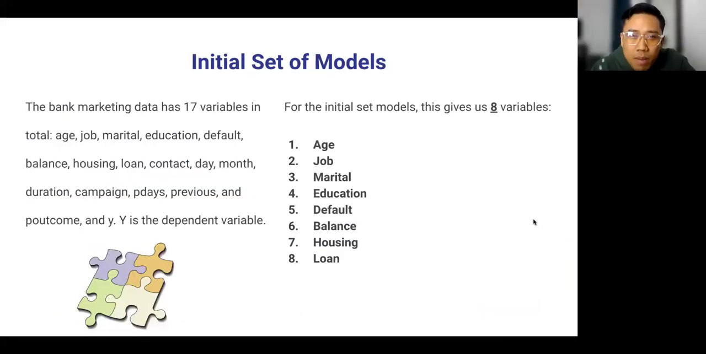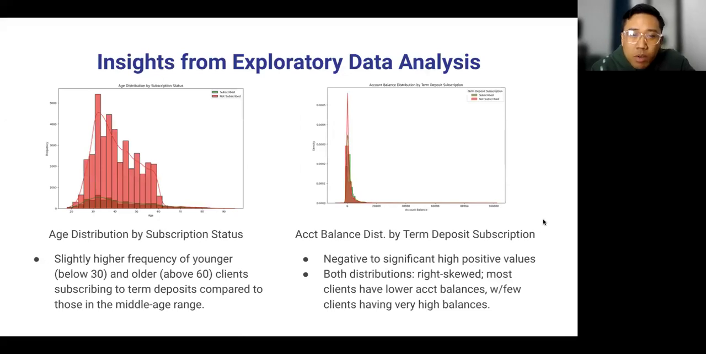Thanks, Yvonne. So for our initial set of models, of the 17 variables we have in this data set, we looked at 8 variables with our bank client data to further analyze. They are age, job, marital, education, default, balance, housing, and loan. So here in the next 4 slides, we'll present insights from our exploratory data analysis. We have 8 figures made with a mix of histograms and count plots.